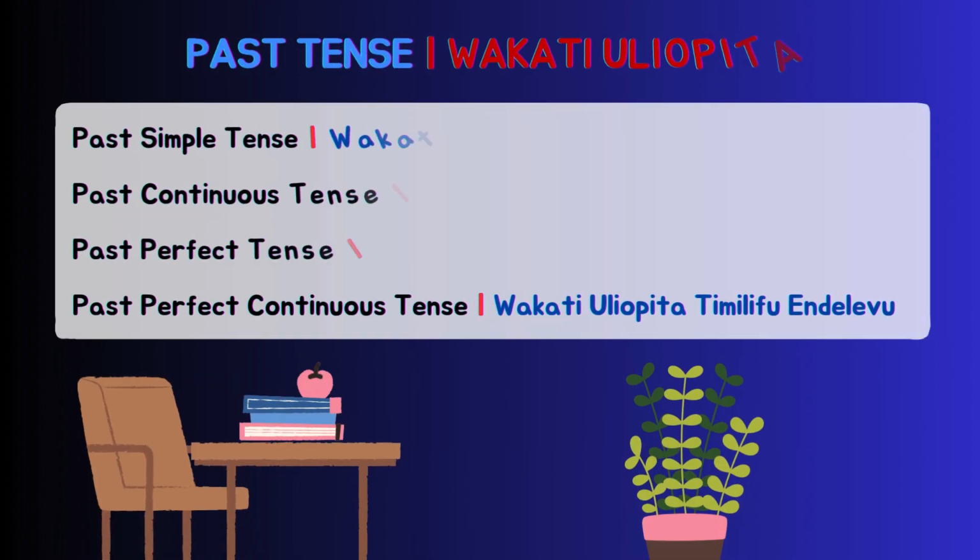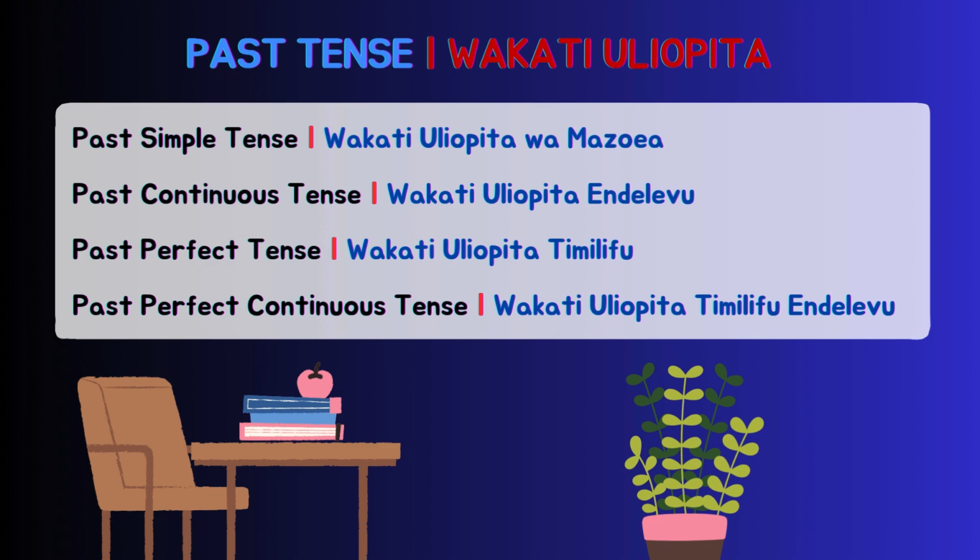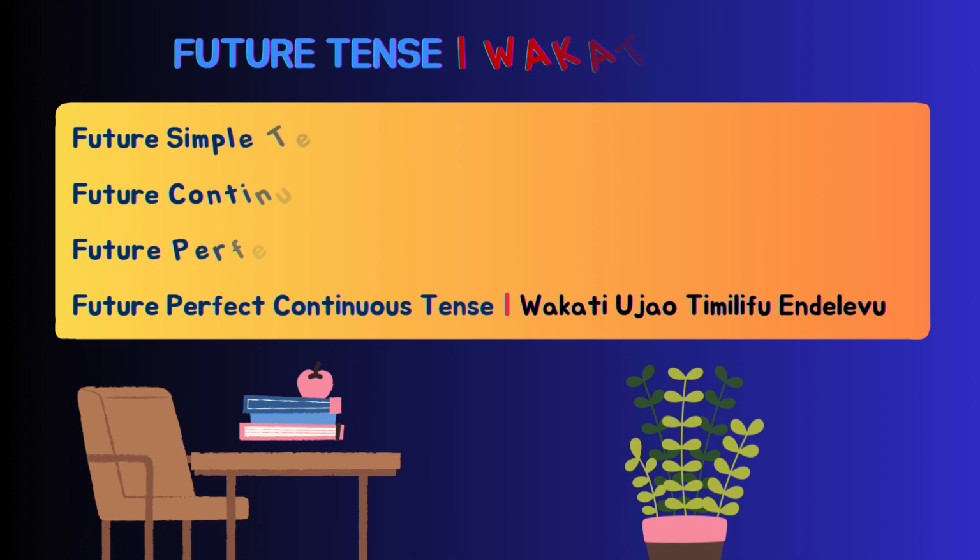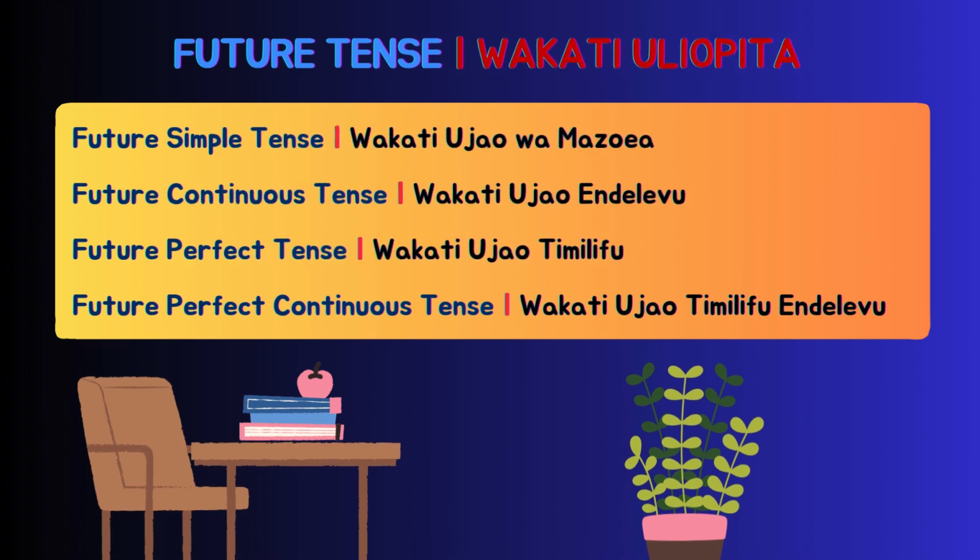Next, the past tense categories include 1. Past simple tense. 2. Past continuous tense. 3. Past perfect tense. And 4. Past perfect continuous tense. Finally, the future tense categories are 1. Future simple tense. 2. Future continuous tense. 3. Future perfect tense. And 4. Future perfect continuous tense.